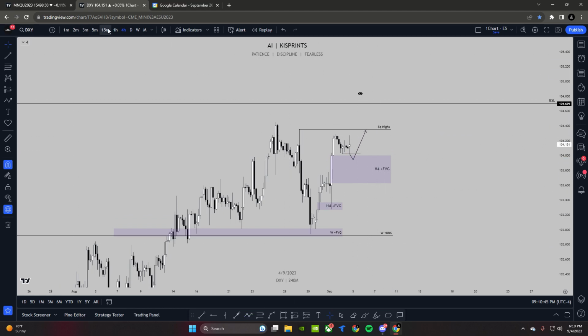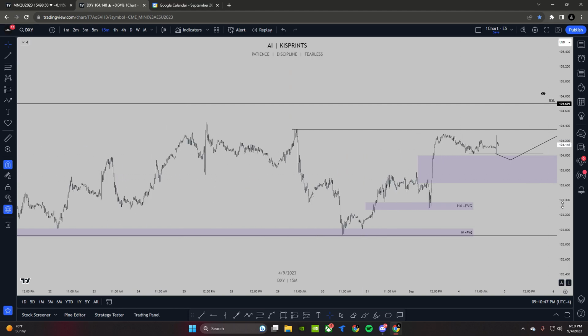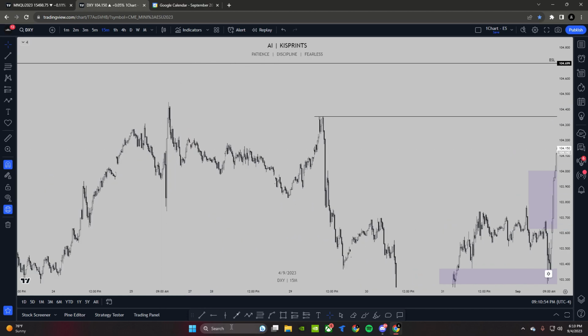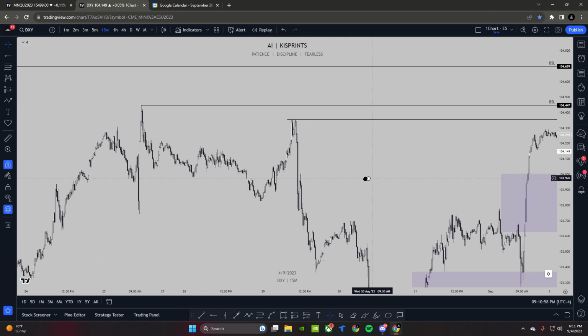Now, if we go on the 15-minute, these equal highs look like this right here. So there's obvious liquidity there. There's this buy side liquidity here right after it. So let's mark that out.